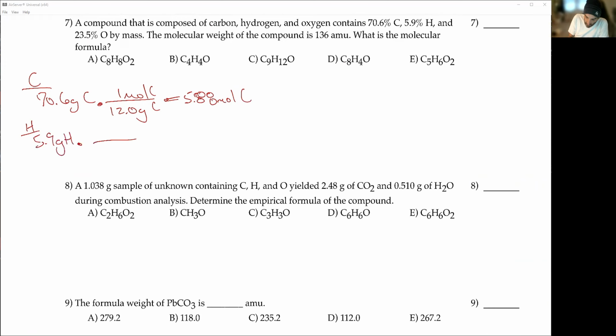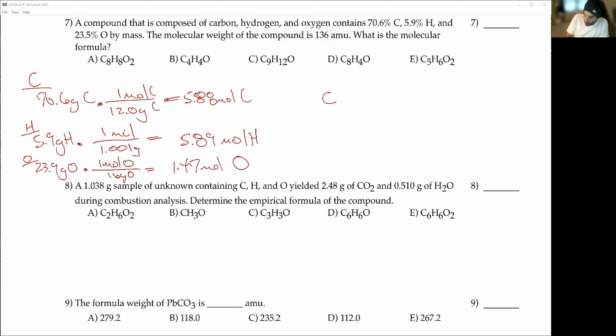The hydrogen, we have 5.9 grams of hydrogen. Hydrogen's kind of an easy one because it's 1.001 grams over 1 mole. And you essentially end up with the same exact thing. And then oxygen, 23.9 grams of oxygen, 1 mole of oxygen over 16 grams of oxygen, you end up with 1.47 moles of oxygen. And again, we plug those numbers in: 5.88, hydrogen's 5.89, those are pretty much the same, oxygen 1.47. We're going to divide all of them by 1.47.